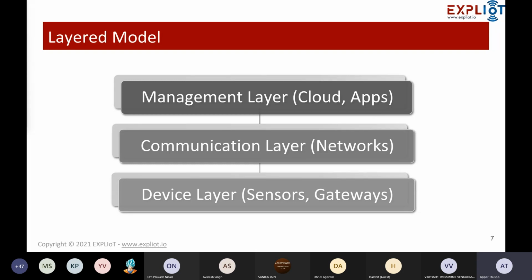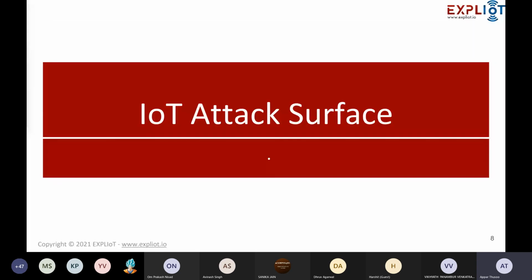And finally you have the device itself. At the device layer, you have the sensors that are taking these environment variables, collecting data from the environment, and basically processing them into a more understandable form for the machines to send it further. So this is an example of the layered model. Now let's talk about the IoT attack surfaces.